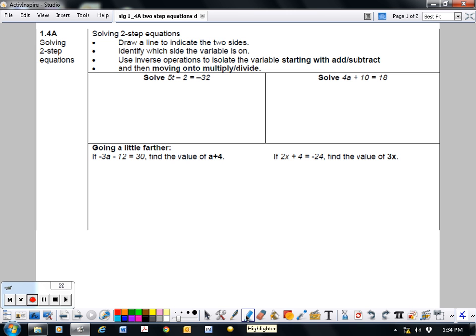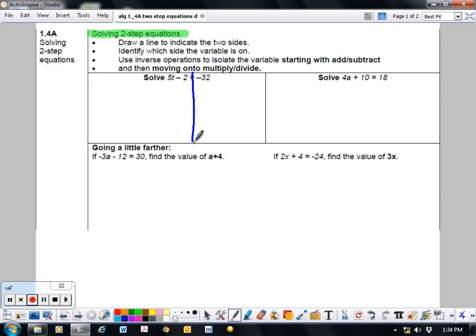So we're going to start with the two-step equation for right now. In our two-step equations, we're going to do the same process we did in the reminder video for solving one-step equations. And that is, we're going to draw a line to indicate the two sides of our equation. So in my first problem, I find the equal sign. That's my balance point for my equation. And I draw my line to indicate my two sides.